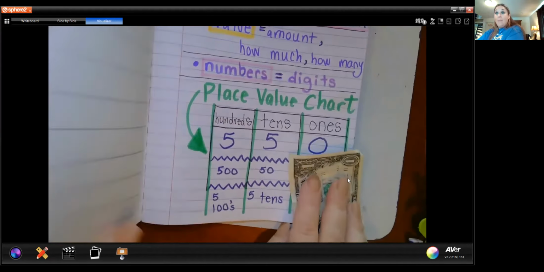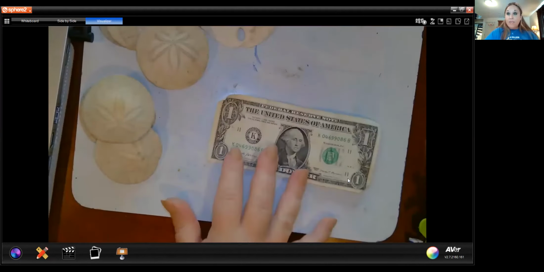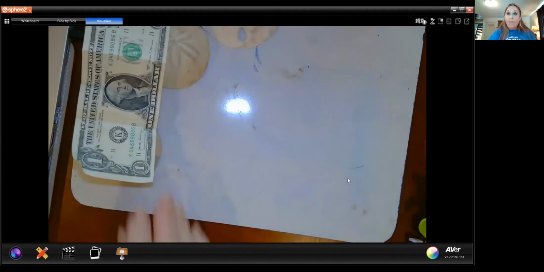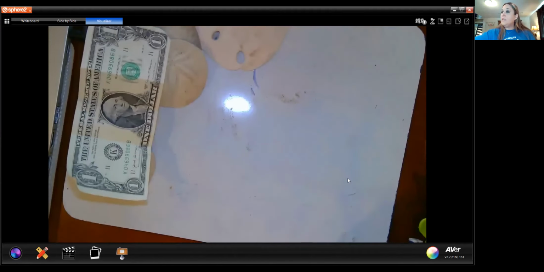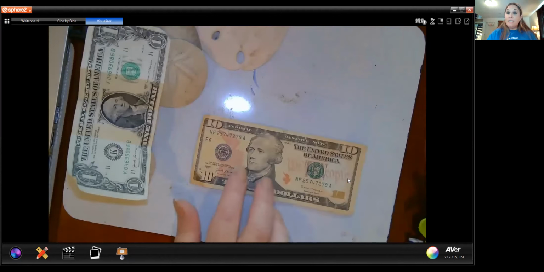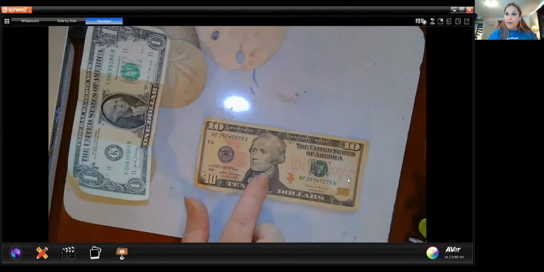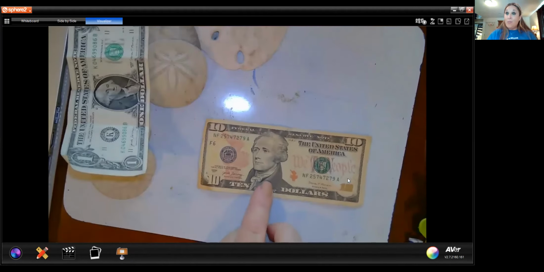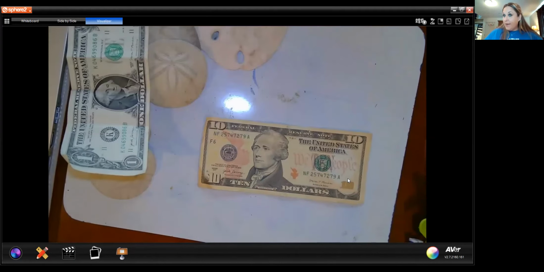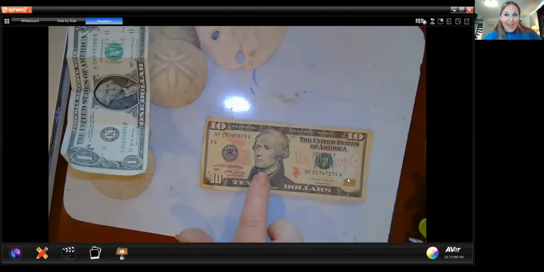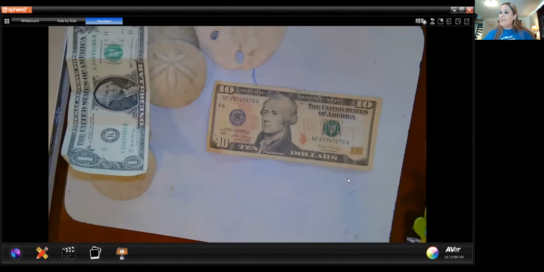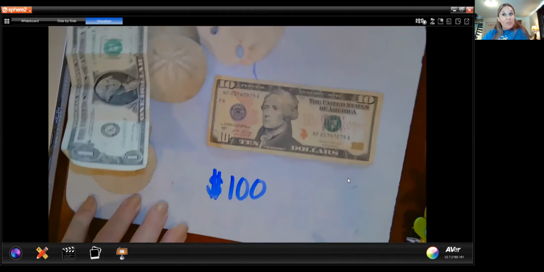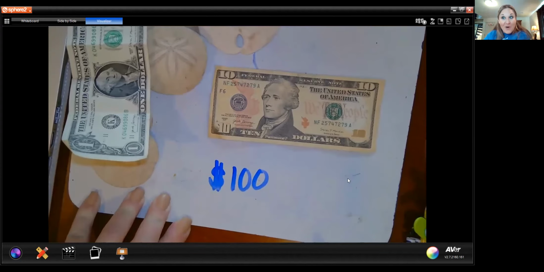Okay, but what happens if I have 10 of these $1 bills? Similar to the Native Americans, instead of stacking up my 10 $1 bills and carrying them around, I could trade them in for a single 10. So my 10 $1 bills would have the same value as one $10 bill. Interesting. What happens if I have 10 of these $10 bills? Then I would have a $100 bill, which I do not have. Mrs. Hagan does not have at home.